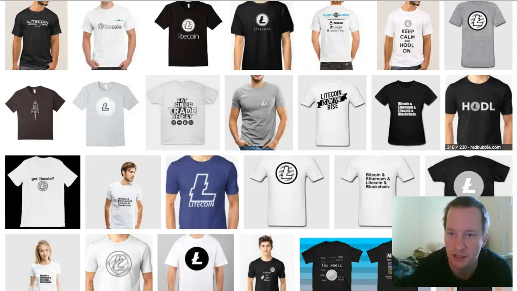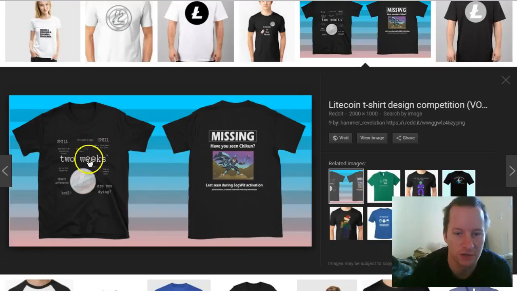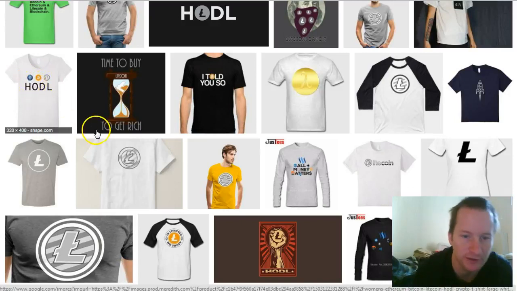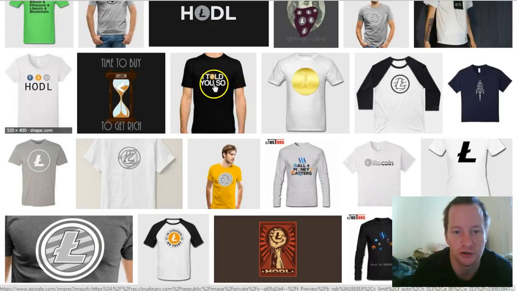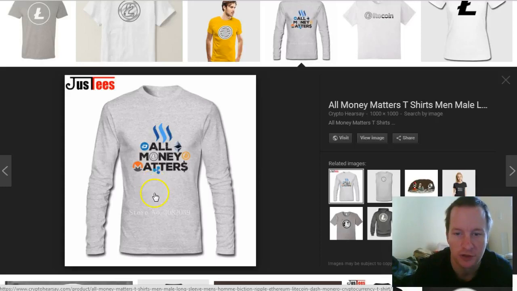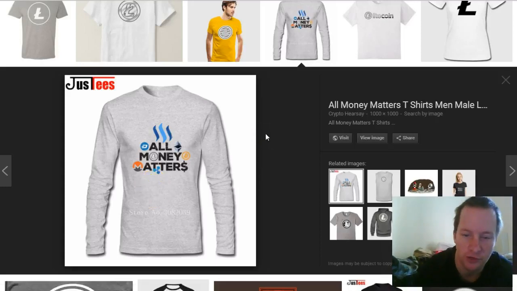You got basically the symbol. See what this one says. You got this one here that kind of describes Litecoin. So let's look at a couple more. You got some right here that says hodl with a couple of the icons, Bitcoin, Litecoin, and Ethereum right there. You got I told you so with Bitcoin there, Litecoin, and see what this one says right here. This one's pretty cool. It has all money matters, and then you got some symbols of Dash, Ethereum, Litecoin, Bitcoin, Monero, and Ripple. So that's a good one right there for different currencies.